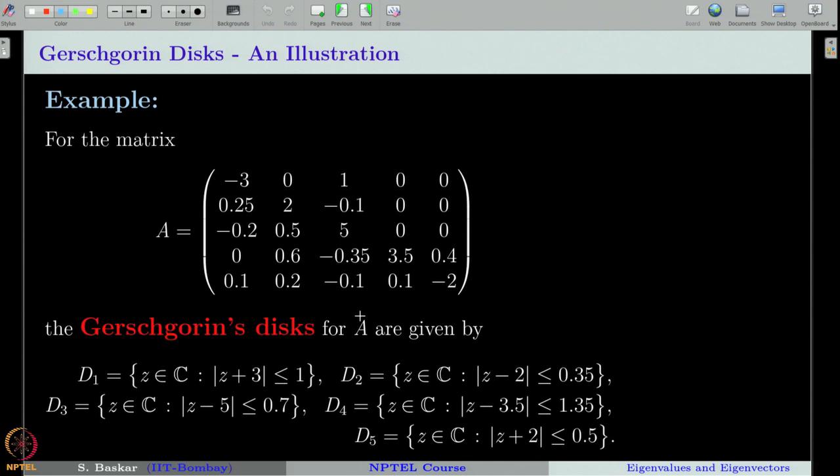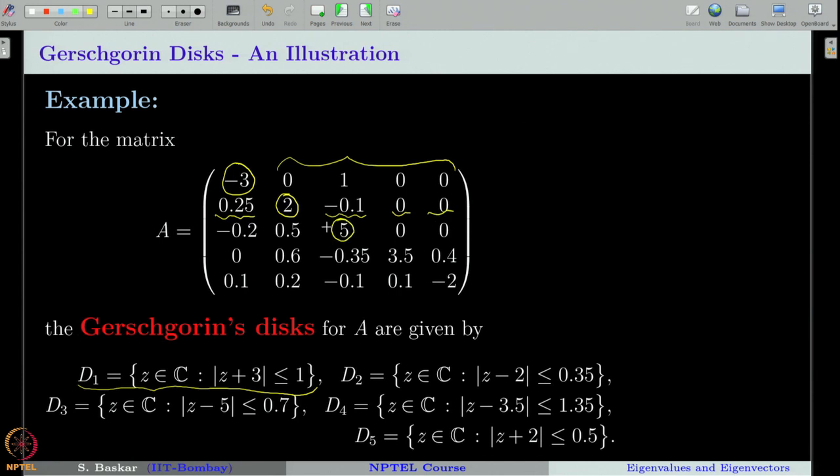Let us take another example. Here we have a 5 cross 5 matrix. Again, you have to construct the Gerschgorin disks. Since there are 5 rows, we will have 5 Gerschgorin disks. Disk D1 is given like this, where the center is minus 3 and the radius is obtained by summing the absolute values of these elements. Similarly, the second disk D2 has center 2 and the radius is obtained by summing 0.25 plus 0.1, right.